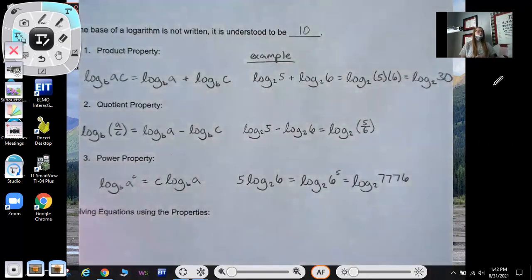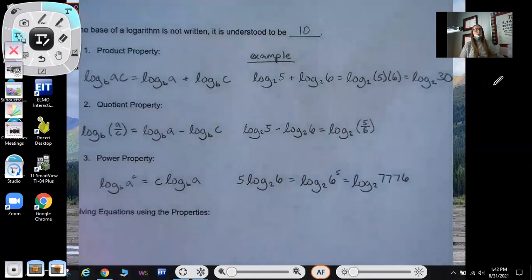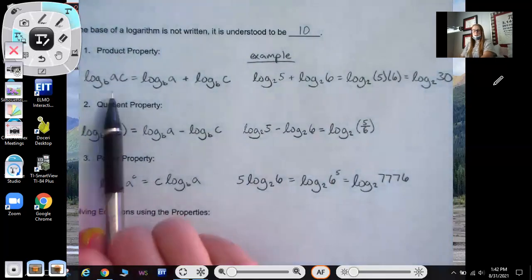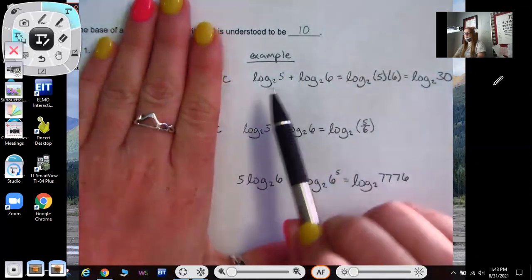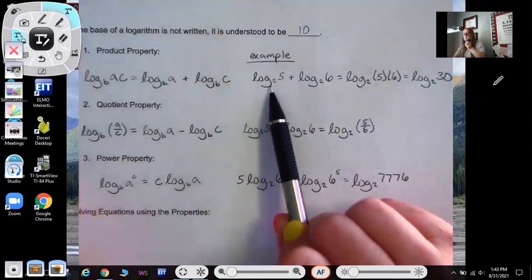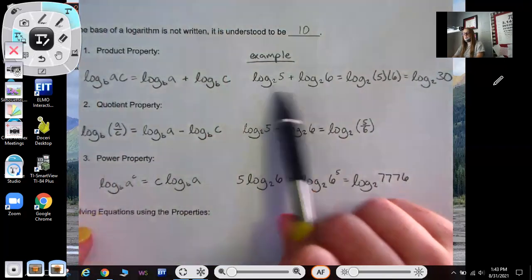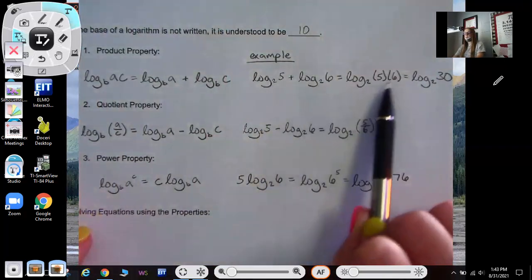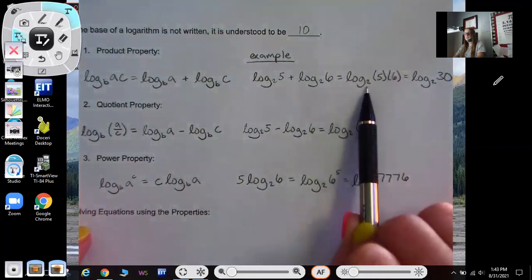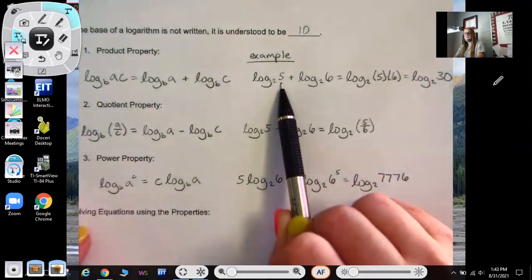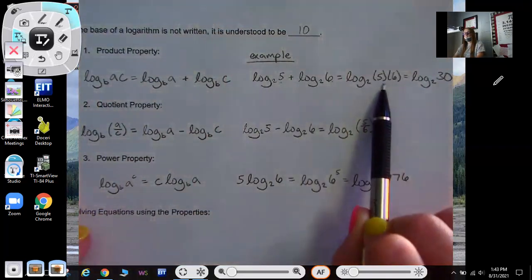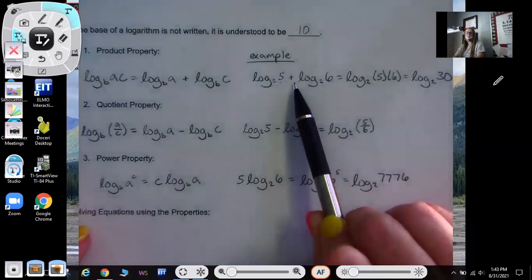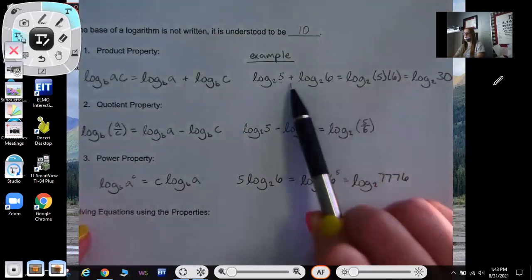Okay, so we're working on solving equations that have logarithms in them, and these properties help us do that. The product property is if you have two logarithms being added together, as long as they have the same base, you can rewrite it as one logarithm using that same base, and whatever is here where the 5 is and here where the 6 is, those things get multiplied. So the two logarithms being added together, you change to one logarithm, and instead of addition, you multiply.